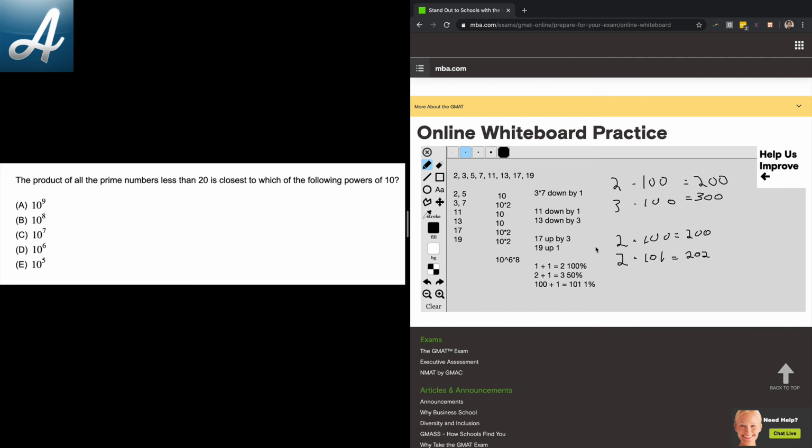And this concept of absolute versus relative comes up on, I would say, just about every GMAT you'll take. So it's certainly something that you want to be very comfortable with.